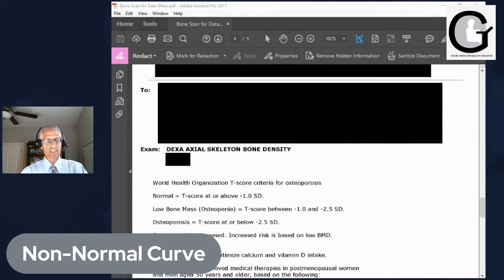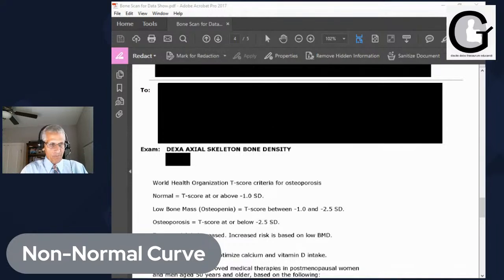And T-scores are based on what they call the student's t-test. The student's t-test was done by an individual who, believe it or not, worked for a beer company and found that not all things are standard. We don't have a standard distribution. We don't have a normal distribution. Some things are not normal distribution. Some things don't have a beautiful mean and a median and all that. So what do you do with that?